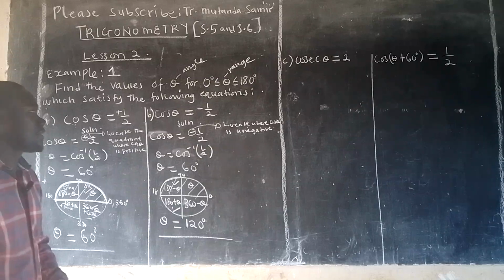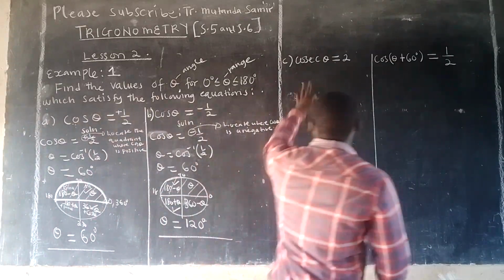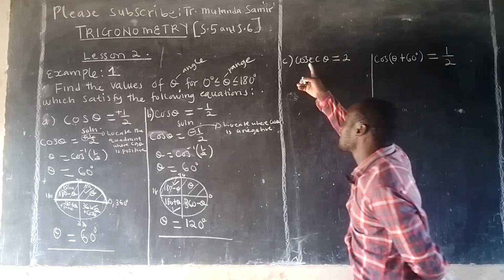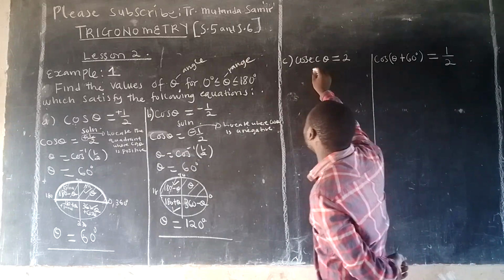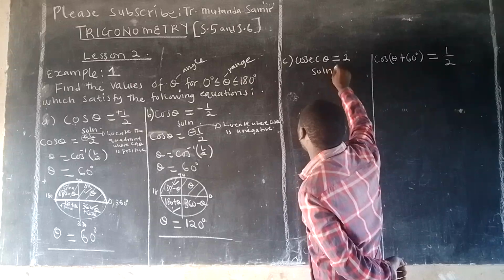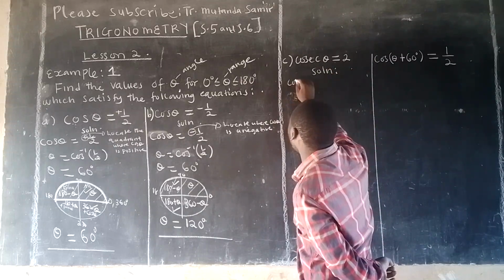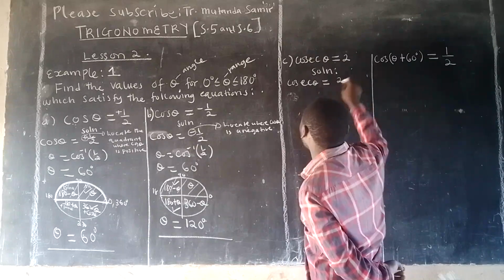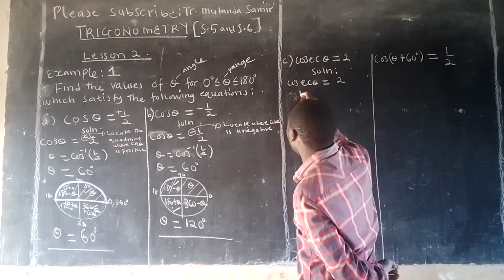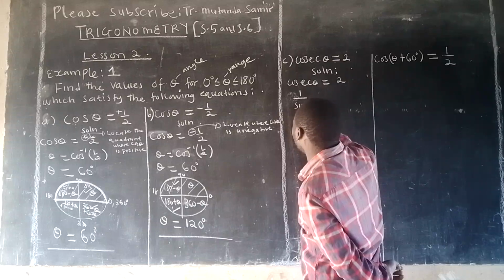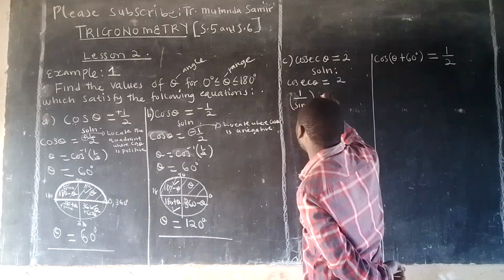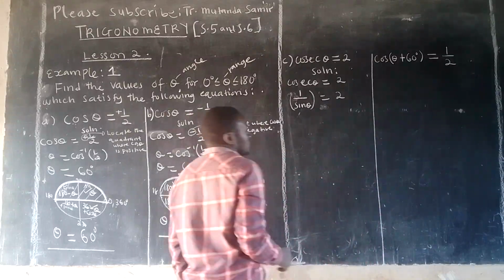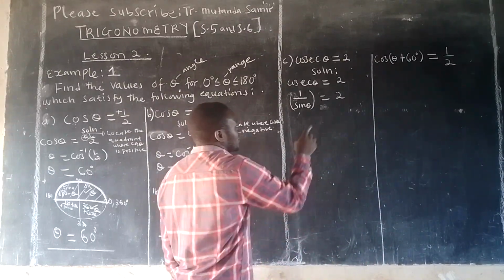Let's now move on to this. So we have cosec theta is equal to 2. We agreed in lesson 1 that cosec theta is a reciprocal of what? It is a reciprocal of sine. So we shall now say solution: cosec theta is equal to 2. And now cosec means 1 over sine theta. Please better go to lesson 1 and memorize what those reciprocals mean. So 1 over sine theta is equal to 2.